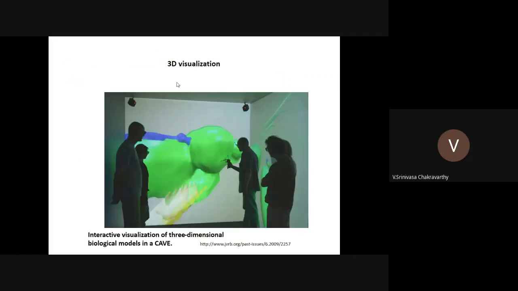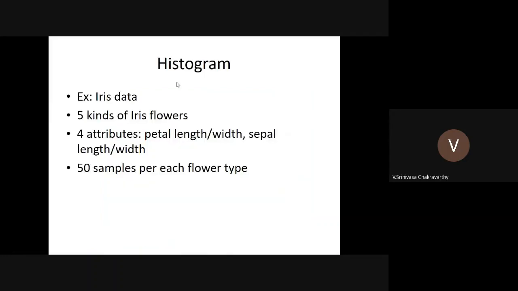If you go to 3D, then you get into virtual reality. There things get very rich, so a lot of creative solutions are possible. This is an example of virtual reality reconstruction of an insect. I guess it's a fly, right? Sorry, yeah. And you can interact with it. You can move it around, rotate it, and things like that. So it's a good example of 3D visualization.